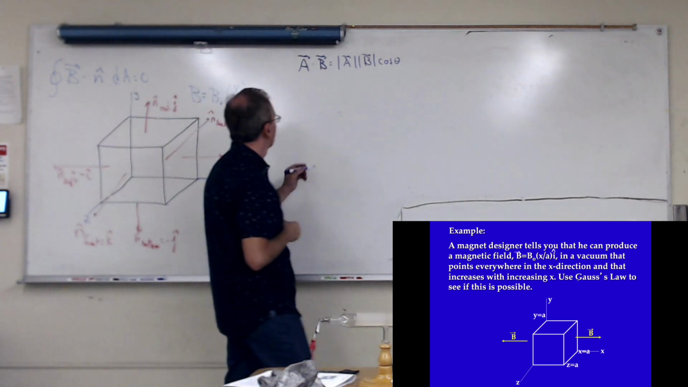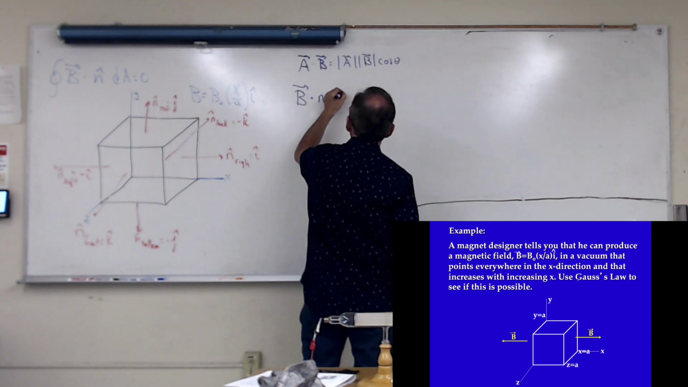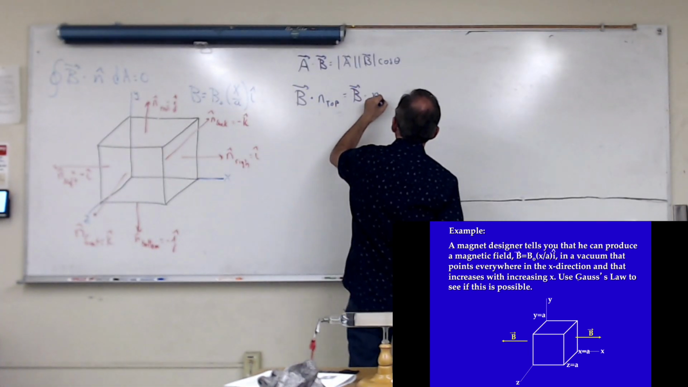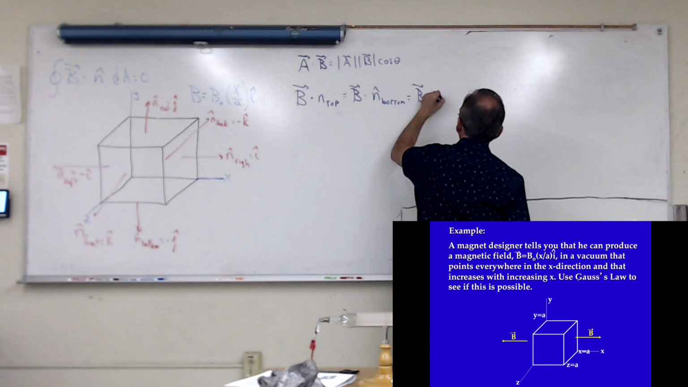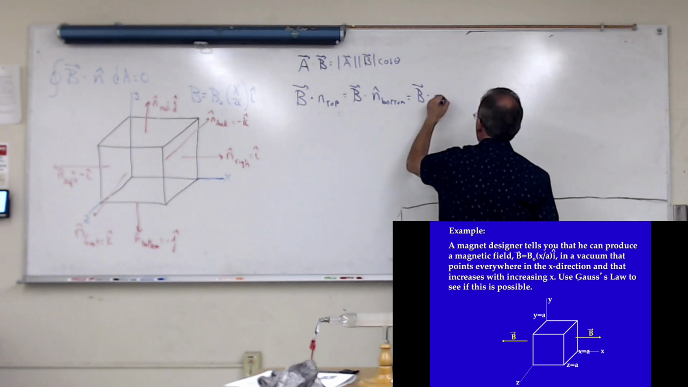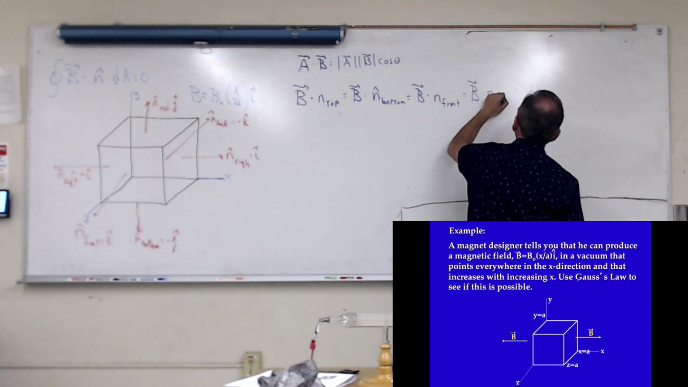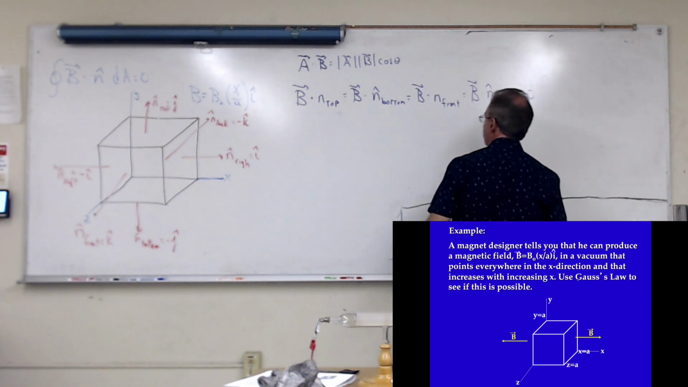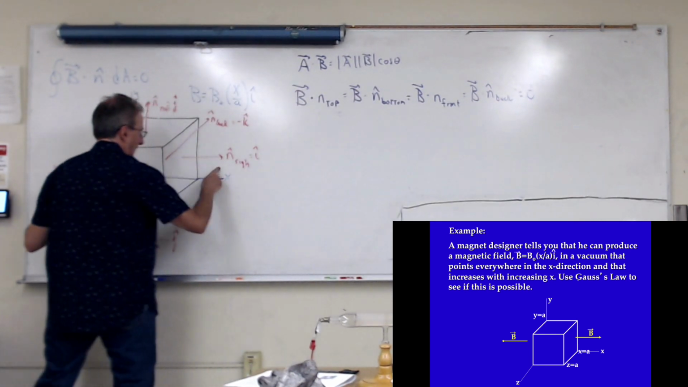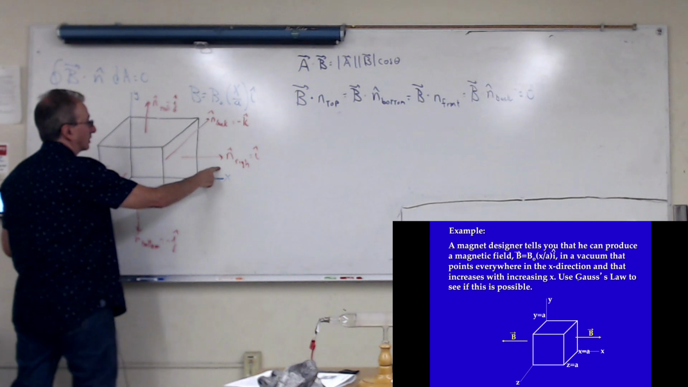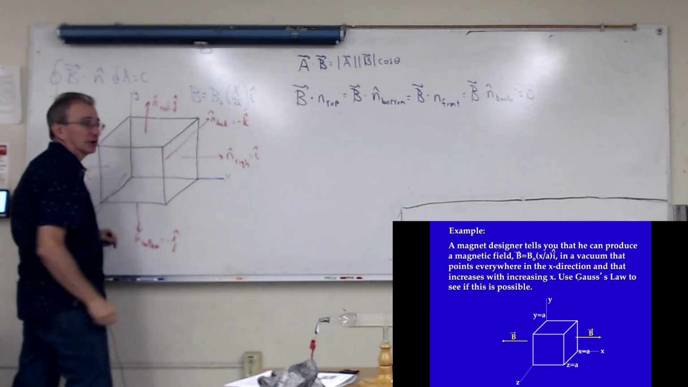Okay, so B dotted with n top equals B dotted with n bottom equals B dotted with n front equals B dotted with n back equals 0, because the vectors are perpendicular to each other. These are the only ones that give you non-zero contribution, because the dot product is not going to be 0 since the two vectors are either parallel or anti-parallel to each other.